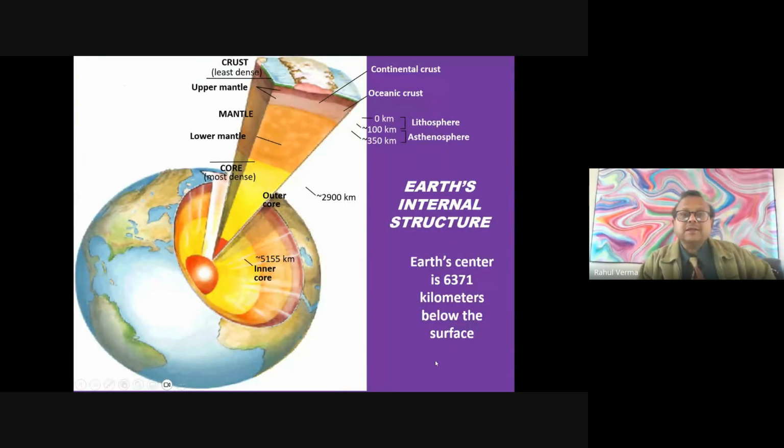We also study the internal structure of the earth in physical geology. You can see this is the top layer, the crust, and we have the mantle and the core. Just to show you, we have cut a slice. And these are composed of different rock types for different reasons.